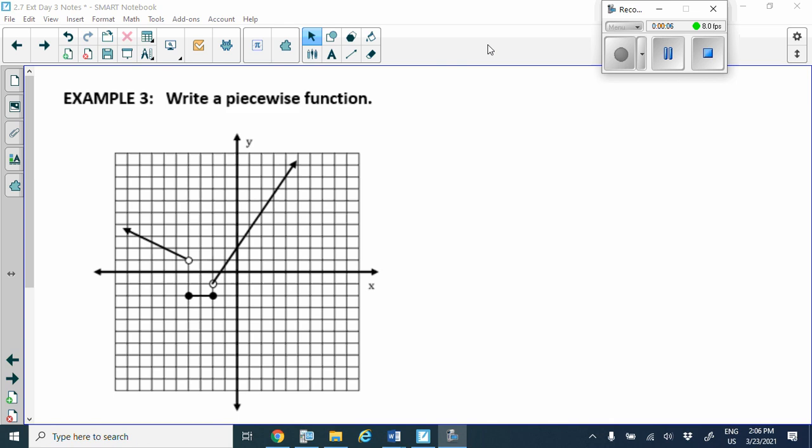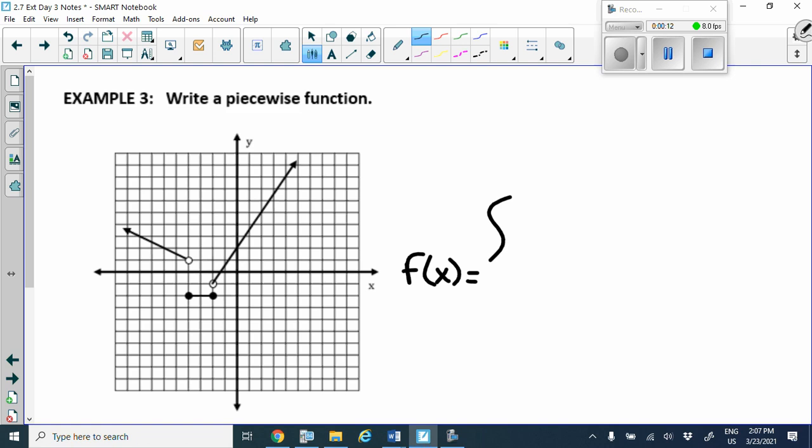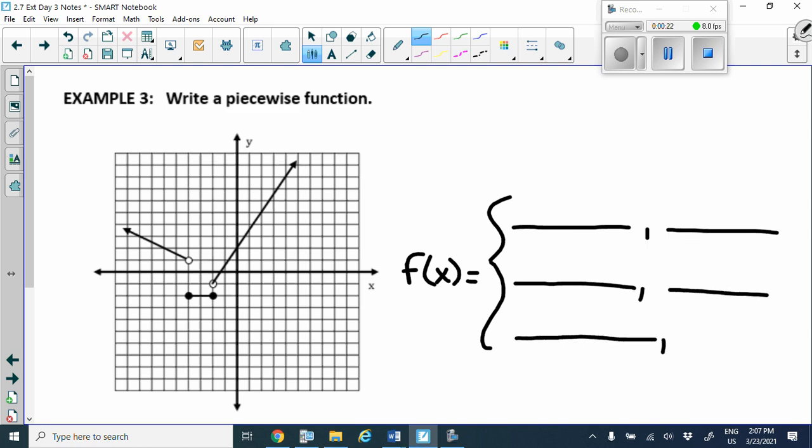We are writing piecewise functions. Okay, first thing is to use our notation. We do f of x equals curly bracket. Now notice here we have 3 lines, so we will have to find 3 equations. So 1, 2, 3, and then I use my comma, and then I will have 3 restrictions here.